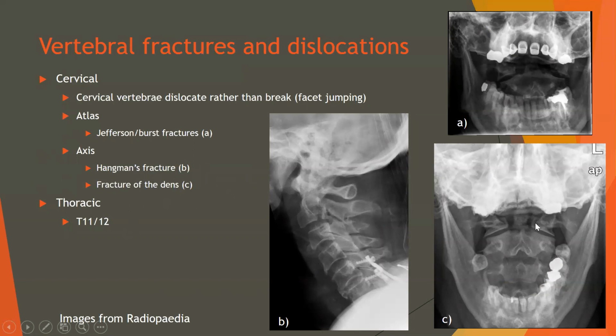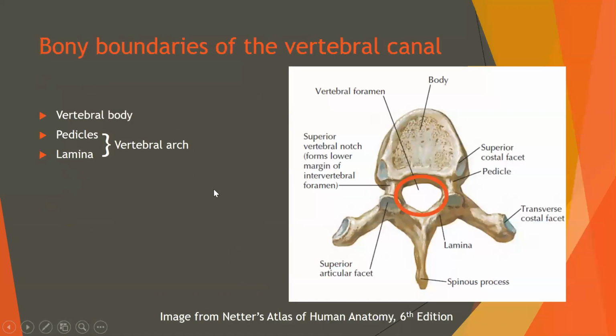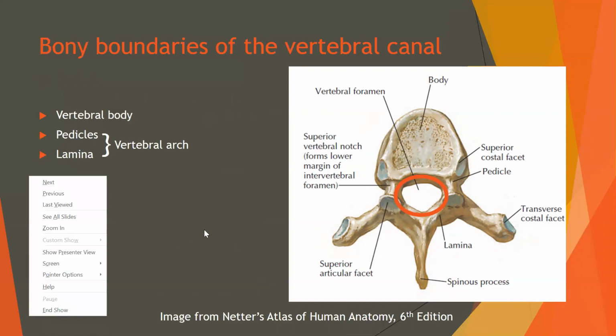And then fracture of the dens is usually caused by some sort of horizontal force on the head, which just fractures the dens. And you can see that fracture there. It might also fracture like this. All right. Next, the bony boundaries of the vertebral canal, pretty easy. So you've got your vertebral body on one side and your vertebral arch on the other. The vertebral arch is made up of your pedicles and your lamina there.